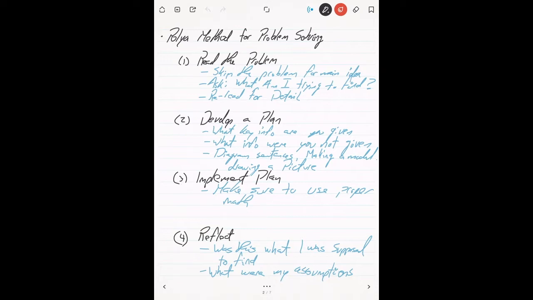You first should skim the problem. If you're given a word problem, the Polya method says first skim through it. Once you skim through it, ask yourself, what am I trying to find? What is the specific piece of information I need to know for this problem? Once you identify what you need to find, and you've gotten a general idea of what the problem is asking, then reread it for detail.